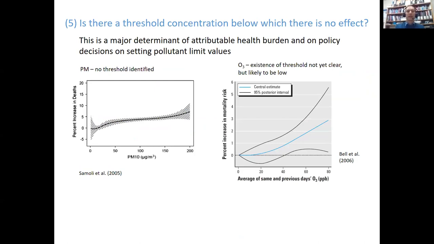But at the present, it appears that particulate matter in the air does not have a threshold. We have effects down to very low concentrations of PM. And it's a similar story for ozone. Although the evidence is a bit more variable, at present, there's no strong evidence to suggest that there's a threshold.